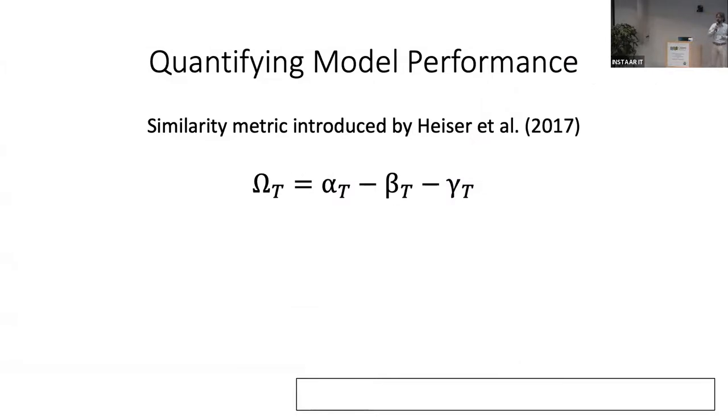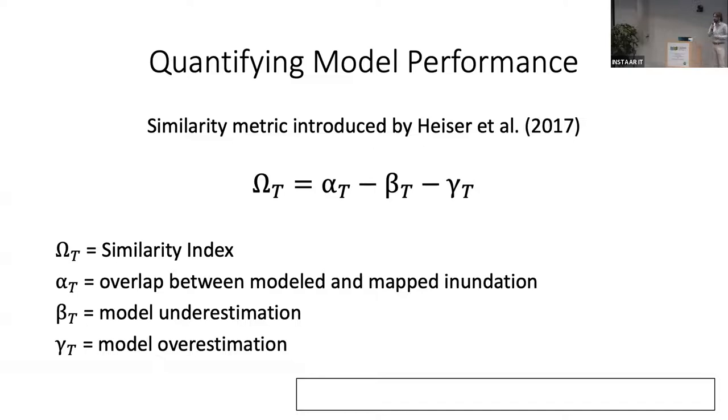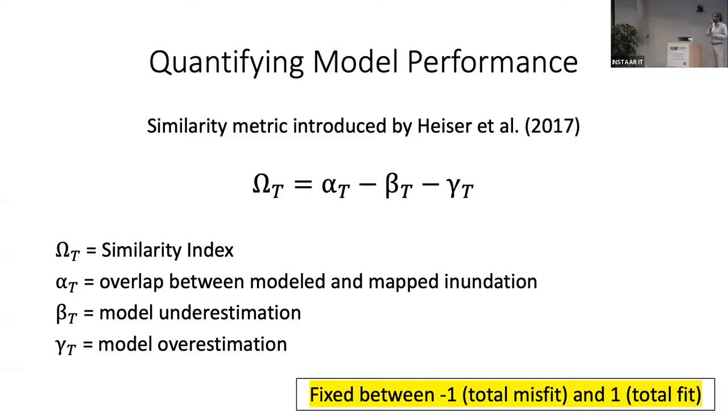So we quantified model performance using several metrics. For the extent of inundation, we use this similarity metric introduced by Heiser and others in 2017. Omega here is a value that I will call the similarity index, and it has the parameters alpha, beta, and gamma, which represent model overlap, underestimation and overestimation compared to the mapped extent of inundation, respectively. This metric is bounded between -1, which is the value when the modeled extent of inundation does not match the mapped extent of inundation at all, and +1, which represents a perfect fit between the two.